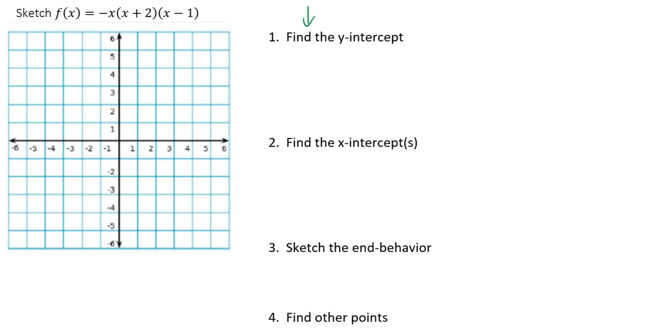So first off, I'll find the y-intercept. Find the y-intercept means plug in a 0 for x and see what it makes y. So if I replace all of the x's with zeros, I get negative 0 times 2 times negative 1, which makes 0. If I plug in a 0 for x, I get 0, so my y-intercept is 0. So I plot the point 0, 0.